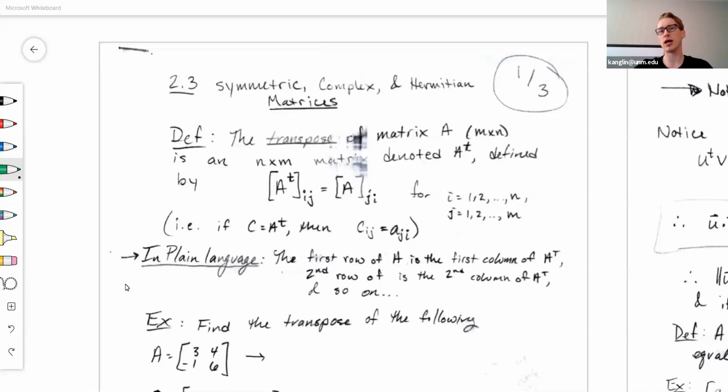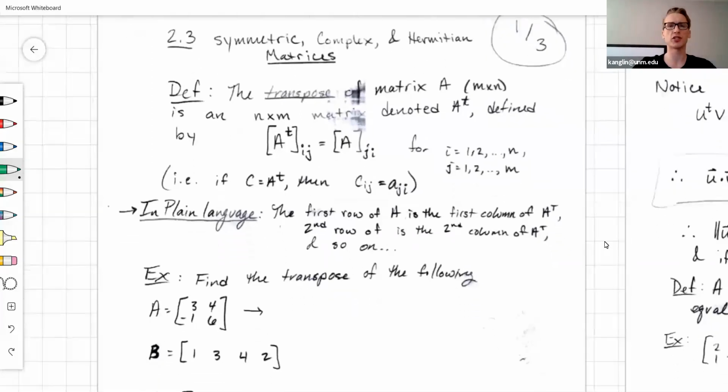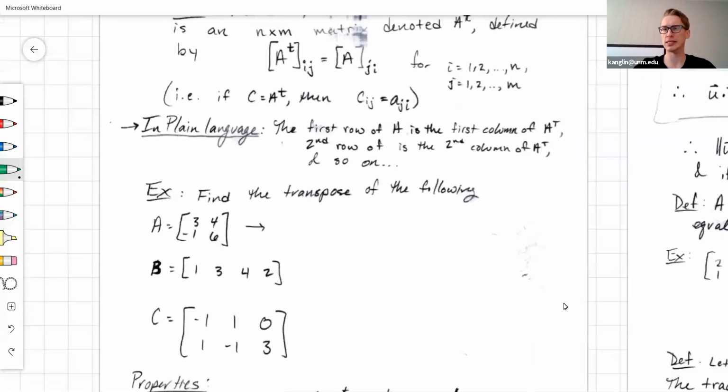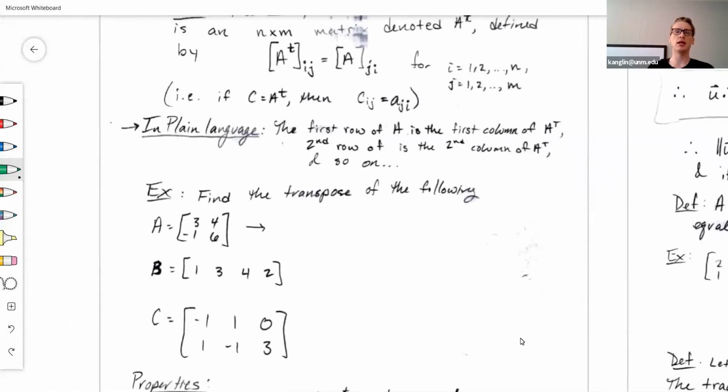That's exactly what I've got here in plain language: when you take a transpose, the first row of A becomes the first column of A transpose. The second row of A becomes the second column of A transpose, and so on. We do that for all the rows of A. So just to make sure we're on board with how simple this idea of a transpose is, let's go ahead and find some transpose matrices in this example here.